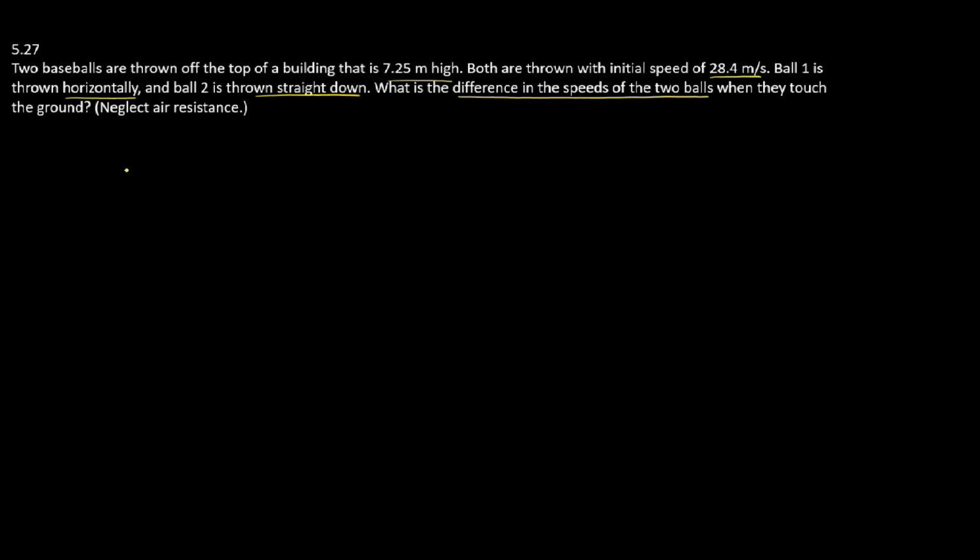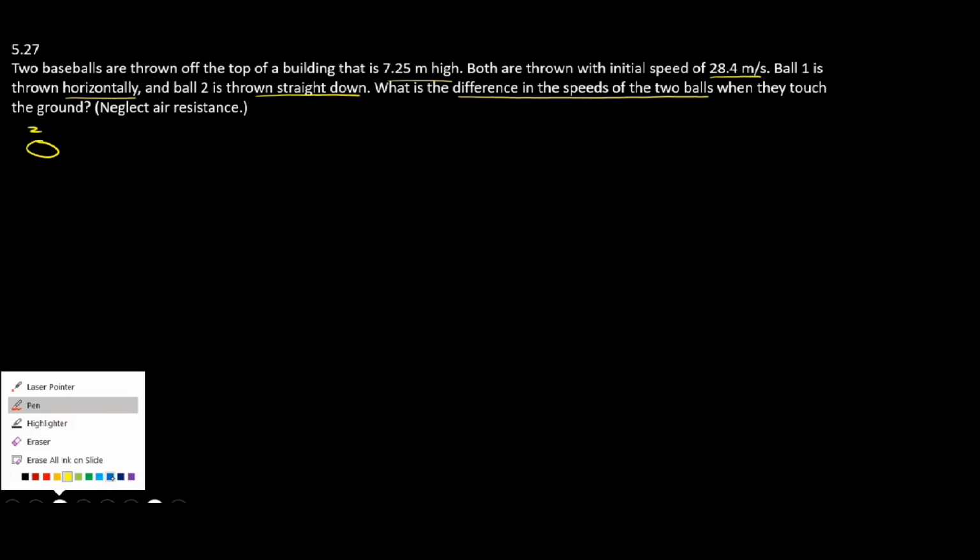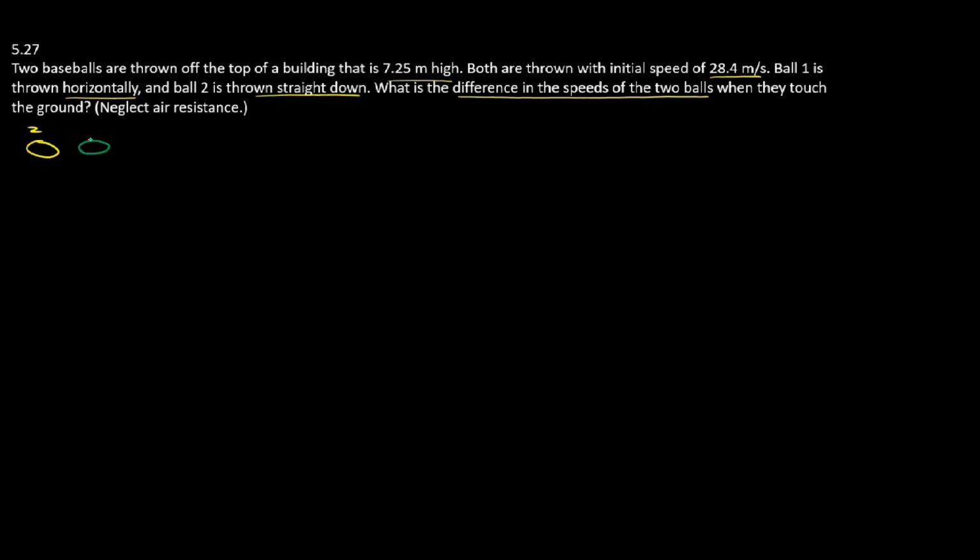So let us sketch the situation. You have ball 1 and ball 2. So ball 1 is thrown horizontally. It will fall on the ground like this. Whereas ball 2 is thrown straight down. Ball 2 will come like this. I need to find the difference in the speed of the two balls when they touch the ground.